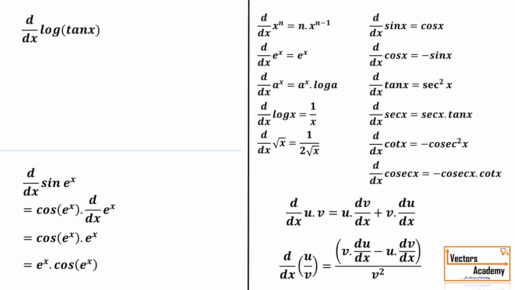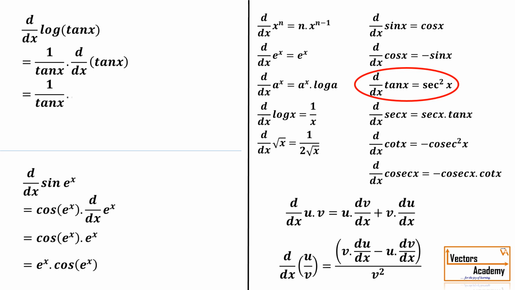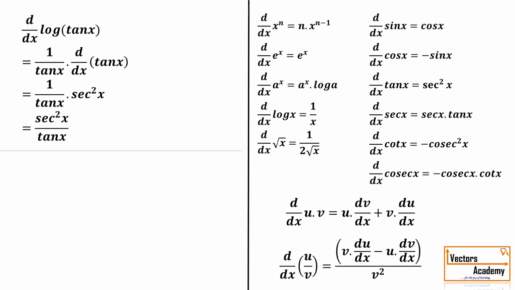Let's have a more complicated example. Now, the derivative of log tan x. There is a function log and inside log there's another function tan. So first we need to take the derivative of log. Now what is the derivative of log x? It's 1 by x. So the derivative of log tan x will be 1 by tan x. Now as x is replaced by a new function tan x, the extra term will be the derivative of tan x. And what is the derivative of tan x? That you already know, that is sec square x. So your final answer is sec square x upon tan x.